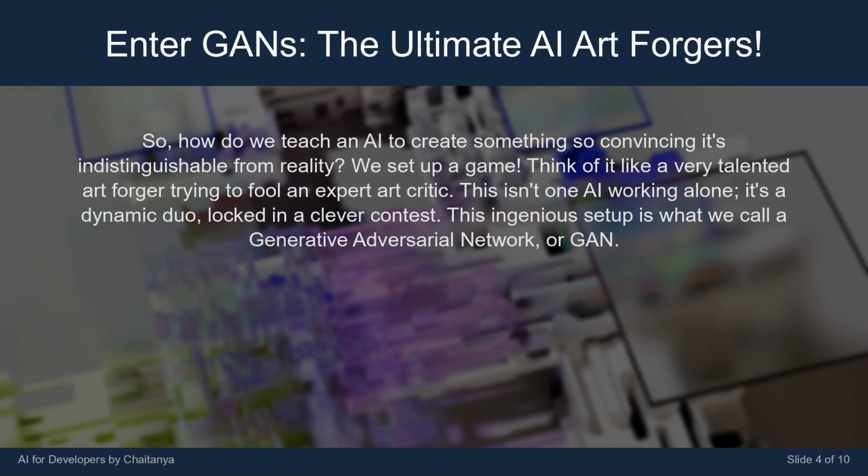So, how do we teach an AI to create something so convincing it's indistinguishable from reality? We set up a game. Think of it like a very talented art forger trying to fool an expert art critic. This isn't one AI working alone. It's a dynamic duo, locked in a clever contest. This ingenious setup is what we call a generative adversarial network, or GAN.